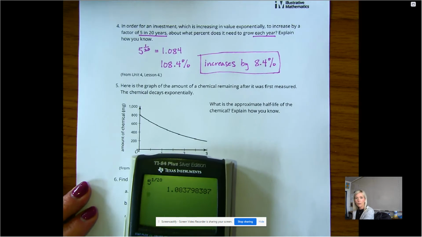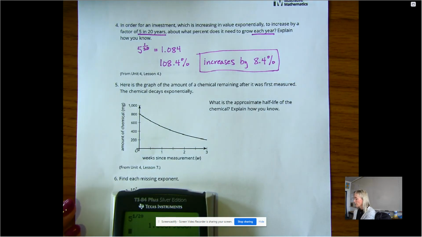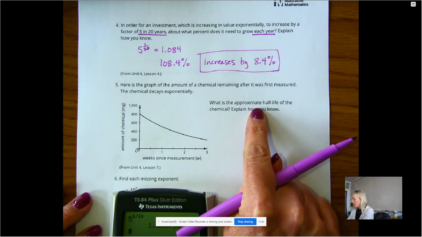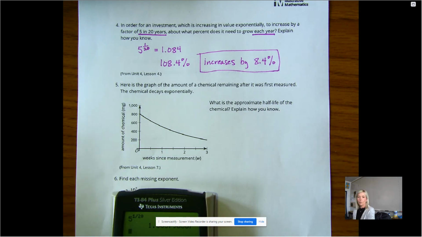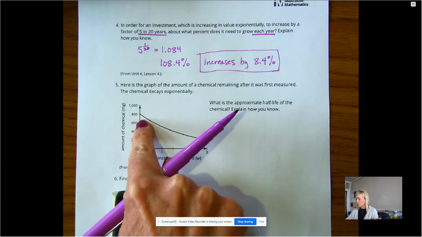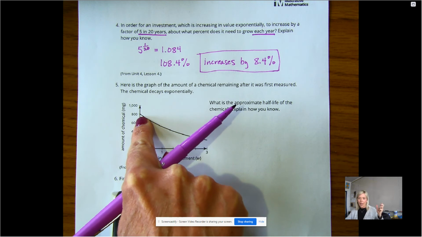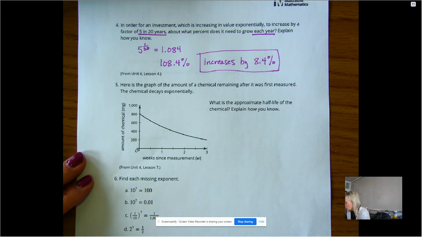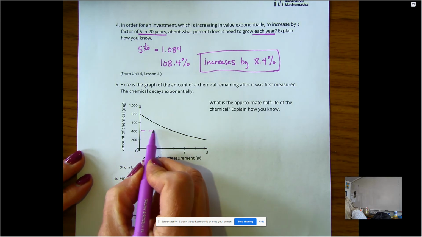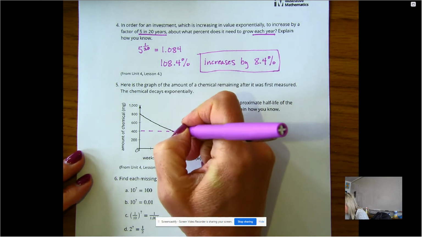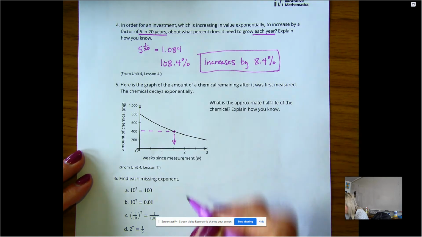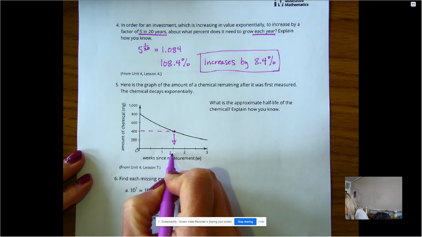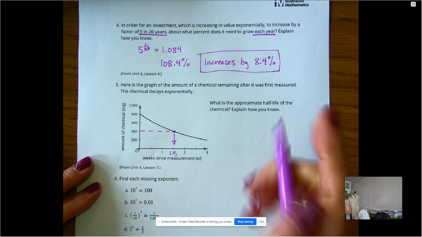All right, number 5. Here's the graph of the amount of a chemical remaining after it was first measured. The chemical decays exponentially. What is the approximate half-life of the chemical? Explain how you know. Well, on a graph like this, I can tell that the starting amount is 800. Right here, it starts at 800. And I know half of 800 is 400. So I'm just going to start at 400 and kind of follow it over. Oh, that's where it touches the graph. It appears to be a time of approximately 1.5 weeks.